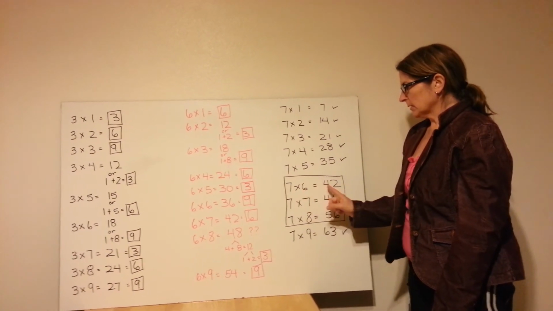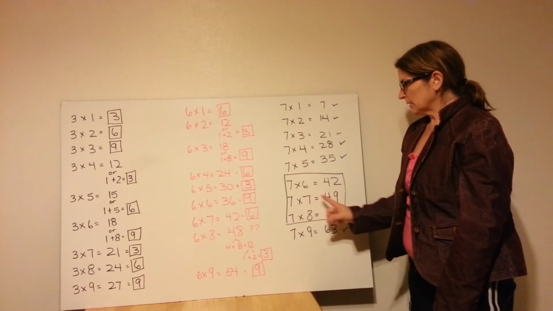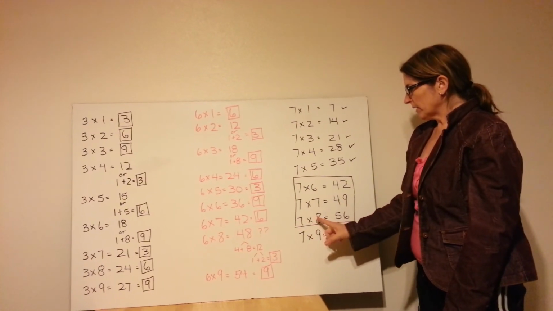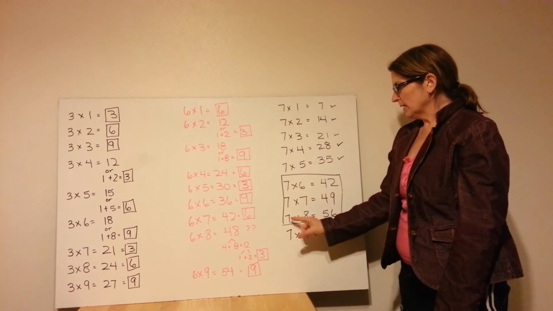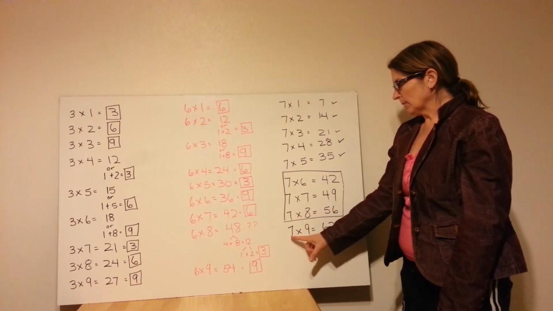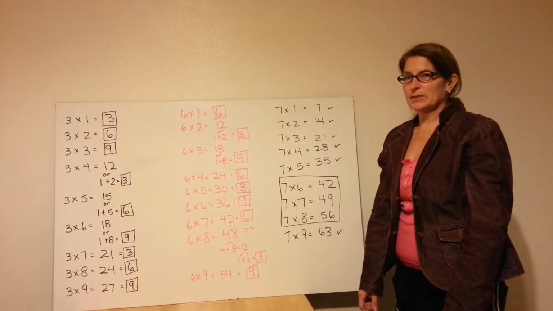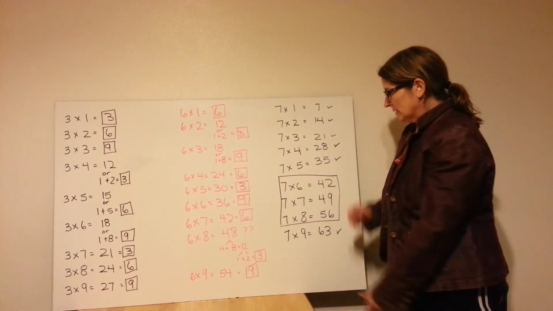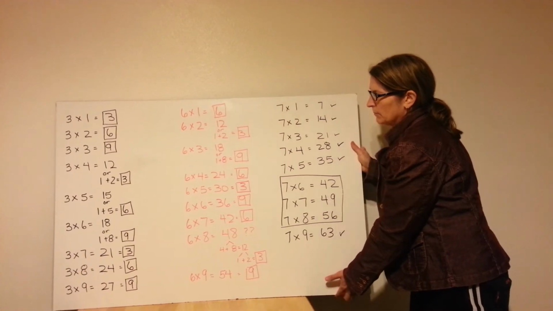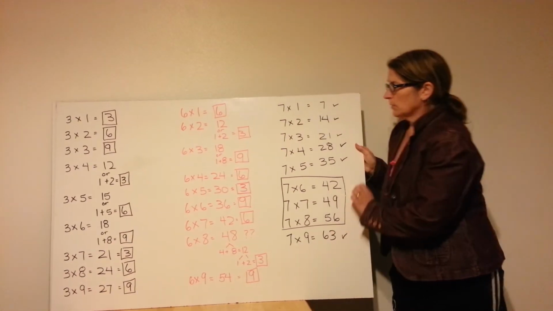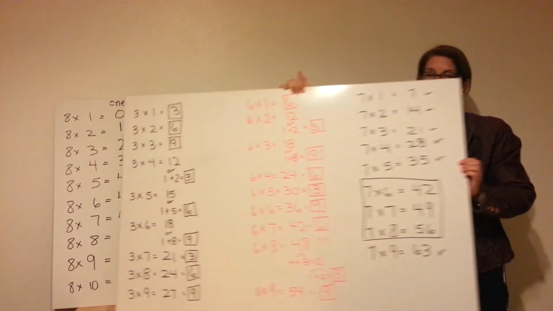And 7 times 6 is 42, 7 times 7, 49, and 7 times 8, I like to think of this one as 5, 6, 7, 8. 7 times 8 is 56, and 7 times 9 is 63. You already kind of know your 9's, so we've talked about some tricks there before. So let's take a look at the last one here.